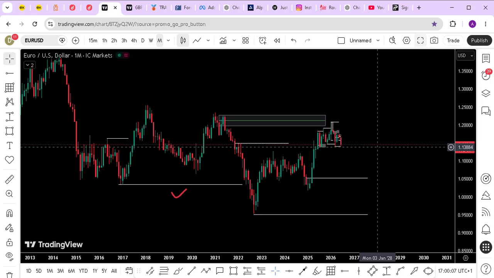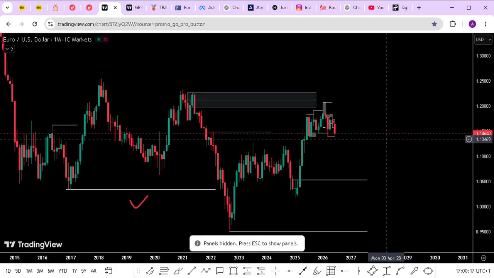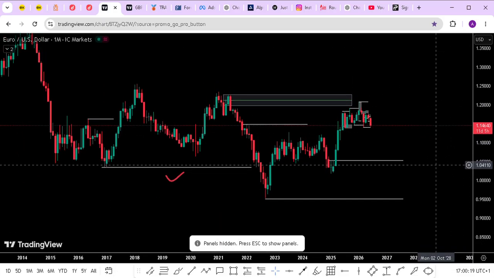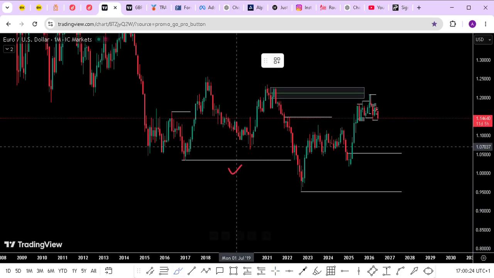So all you need to do is understand the higher time frame confluence, go to the lower time frame, and trade in that direction. Without wasting your time, let me show you what is actually happening. This is the monthly time frame, and you can see our concept remains the same. We don't need to stress ourselves.